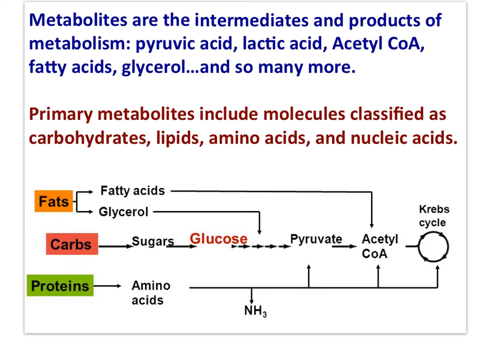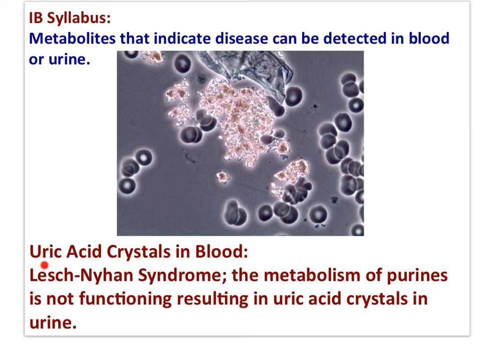The medical community examines the level of metabolites in blood and urine to diagnose disease. Uric acid is a metabolite found in the blood when nucleic acid metabolism is not functioning properly. In Lesch-Nyhan syndrome, the metabolism of purines, adenine and guanine, is not functioning, resulting in uric acid crystals that can be detected in the urine. In this image, we can see uric acid crystals in the bloodstream.